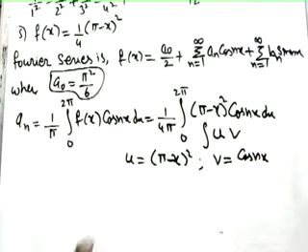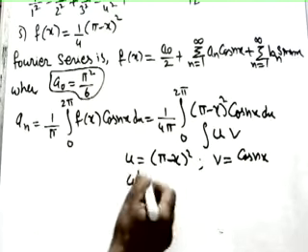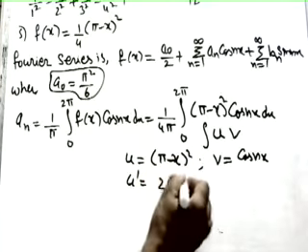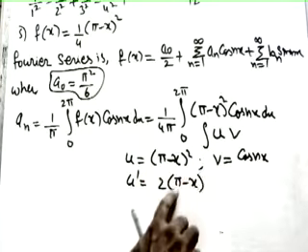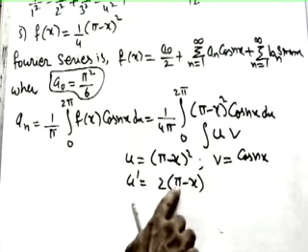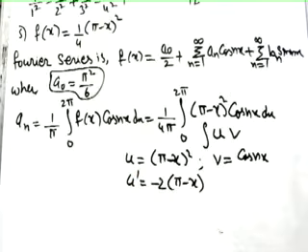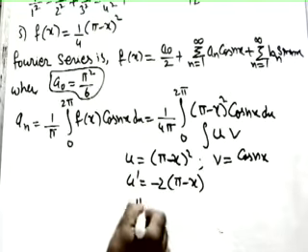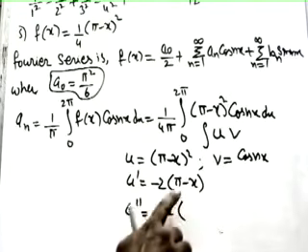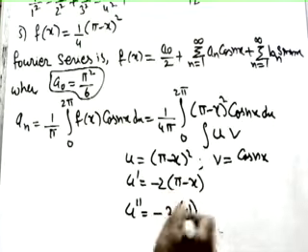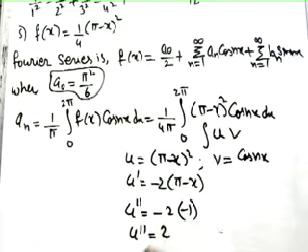So let me differentiate this. Always you have to differentiate u until we get a 0 constant. So u dash: d by dx of x square is 2x, so this will become 2 into (pi minus x). But inside also we have to differentiate. Pi is constant, 0, x is 1, 1 into minus 1, so we get minus 2. Again you differentiate, u double dash: d by dx of pi is constant, x is minus 1. So u double dash equals 2.